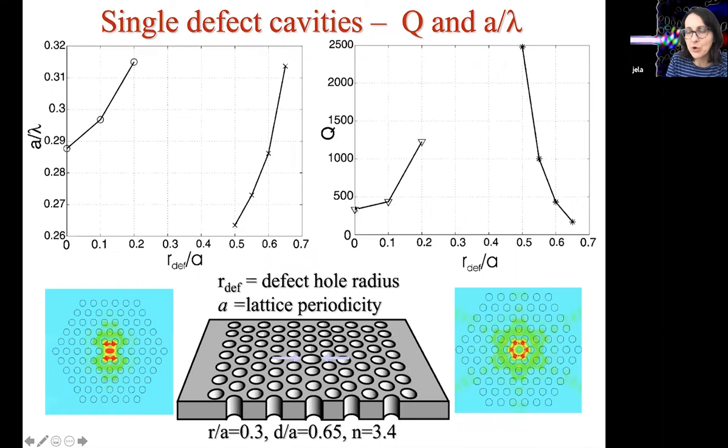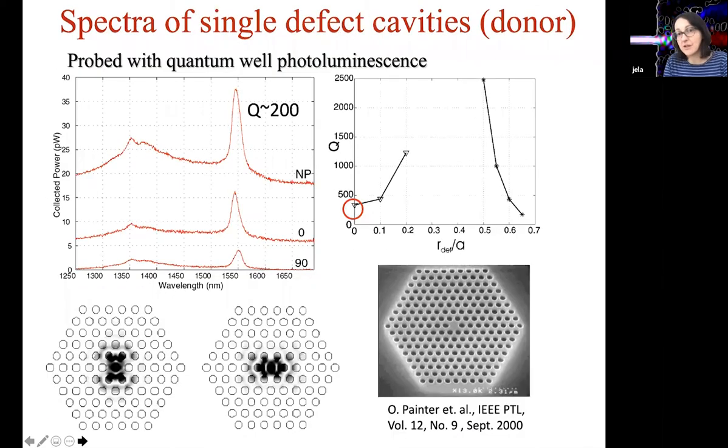So if you remove a hole, maybe you have a Q factor of a few hundred, or if you increase the hole radius, it is again maybe at best a few thousand, but not very good, right? These are some of the first experiments on the dipole type cavity from about 20 years ago, based on luminescence of embedded indium gallium arsenide phosphide quantum wells, and the Q factor was only 200. So it's a very small mode volume, because it's localized by distributed Bragg reflection, but a small Q factor.